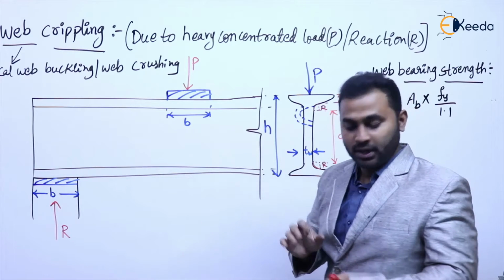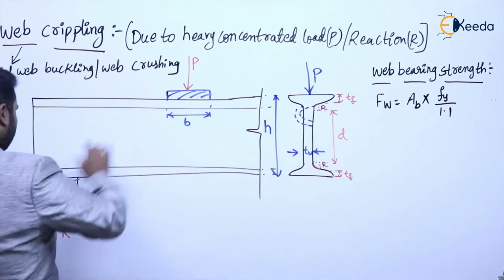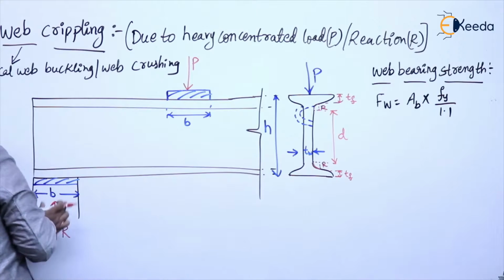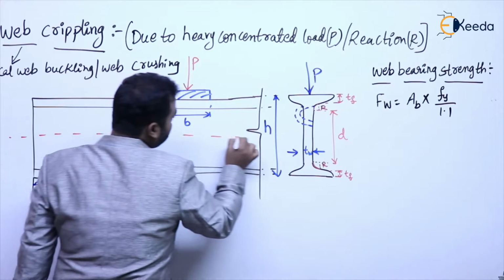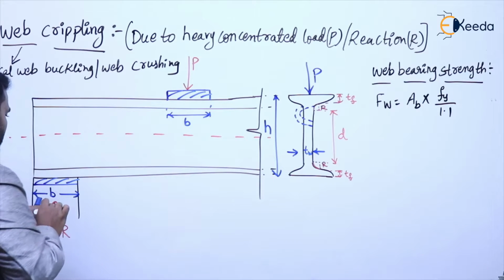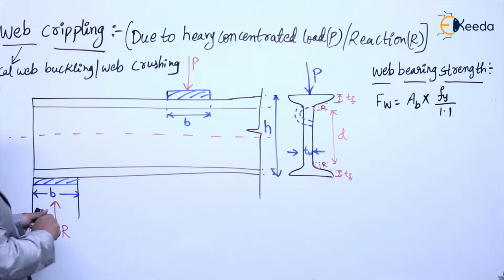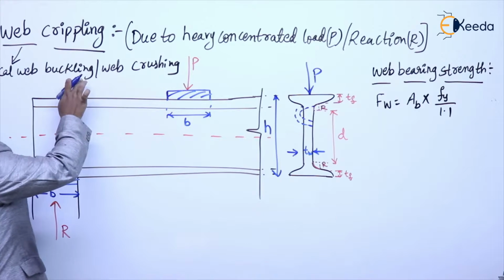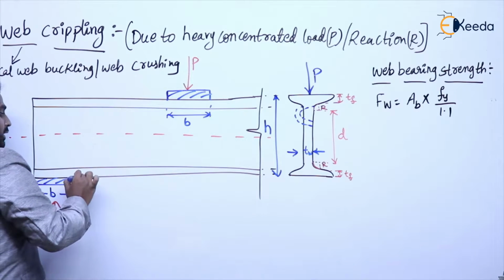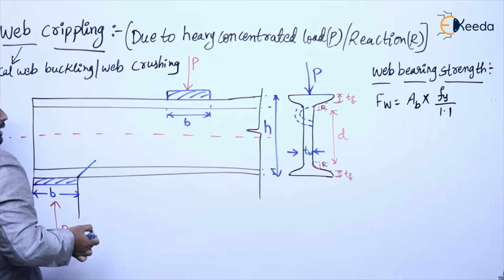Now coming to this, Ab is calculated at the location where this web buckling is going to occur. So let us consider both the locations, at the supports and in the span, in this diagram itself. First, for the support, web crippling or web local buckling will start from here, and it will occur up to here.